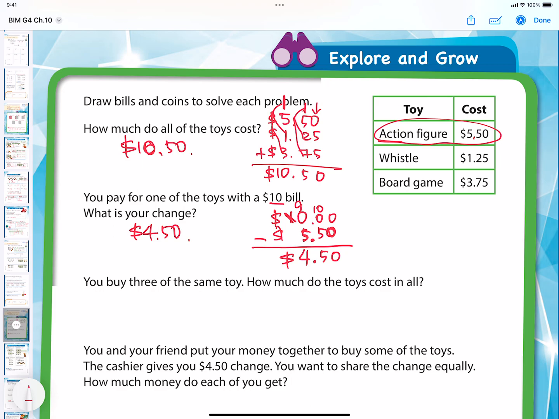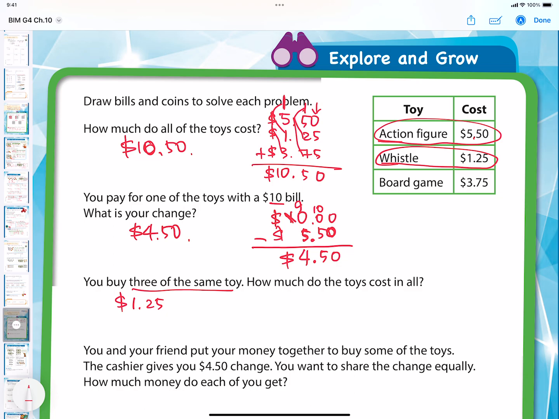And next question. You buy 3 of the same toy. How much do the toys cost in all? Okay, 3 of them together. So I'm going to pick what? Whistle. It looks easier, right? Okay, now let's go. Whistle is what?